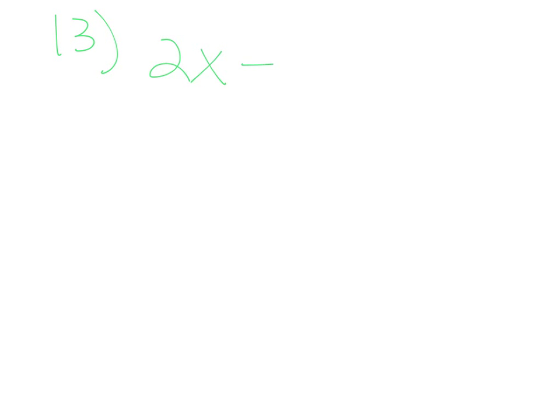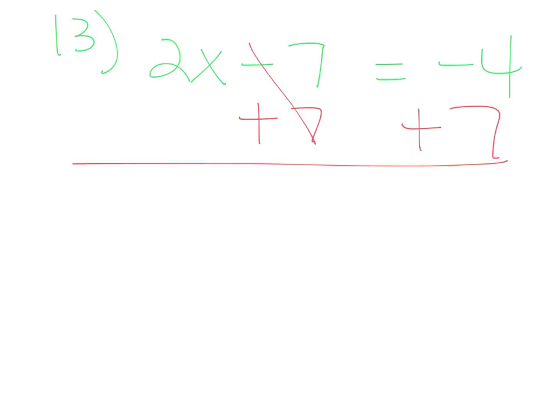2x minus 7 equals -4. Okay, so first thing I'm going to do is add 7 to both sides. And we get 2x equals negative 4 plus 7, which is 3. I'm going to divide both sides by 2.